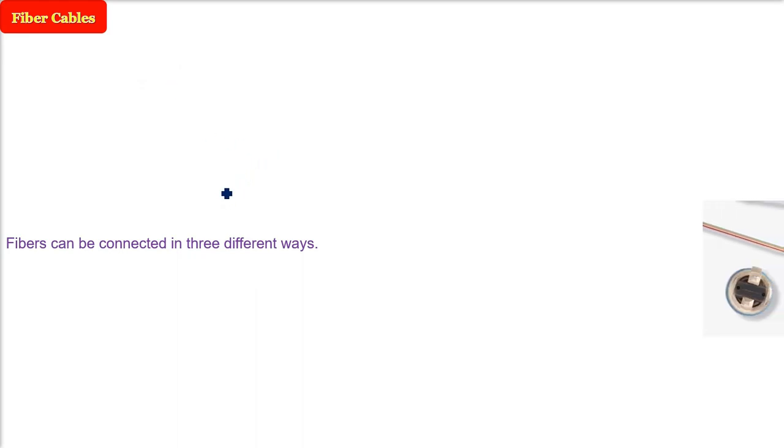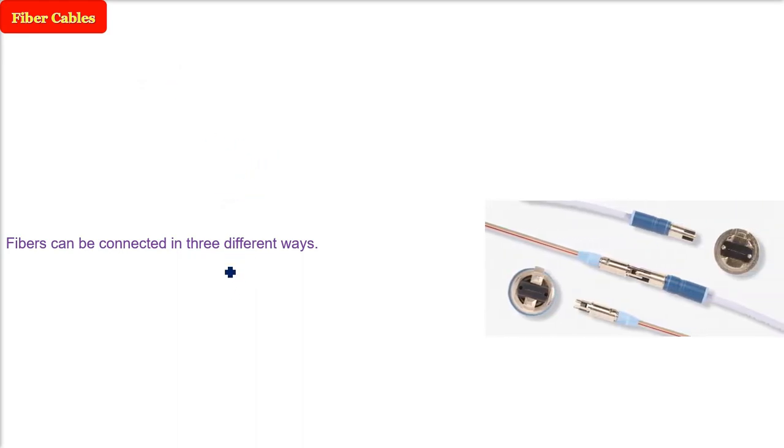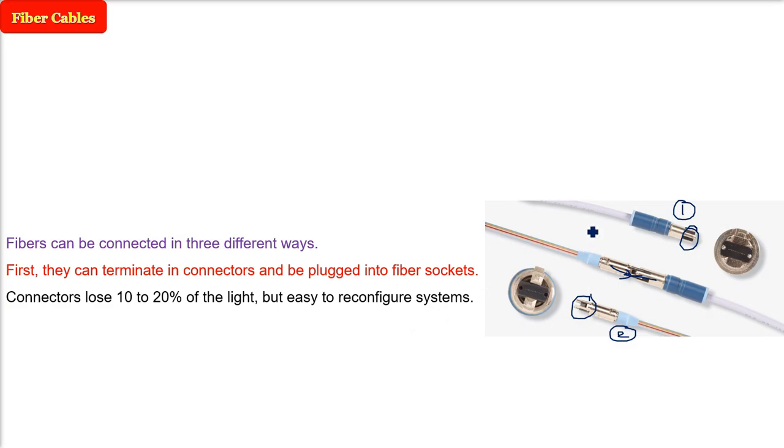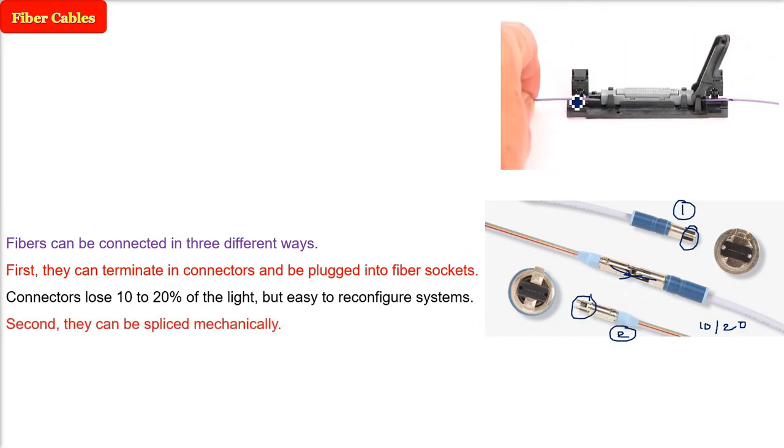Fibers can be connected in 3 different ways. What are the 3 different ways? The first, you see in the picture, we can have connectors. They can terminate in connectors, and that can be plugged into fiber sockets. These are the connectors I'm talking about. This is the easiest, not the best way. I'll tell you why it is not best, because the connector will lose 10 to 20% of the light. This is a very reconfigurable system, easy, but the loss is higher.